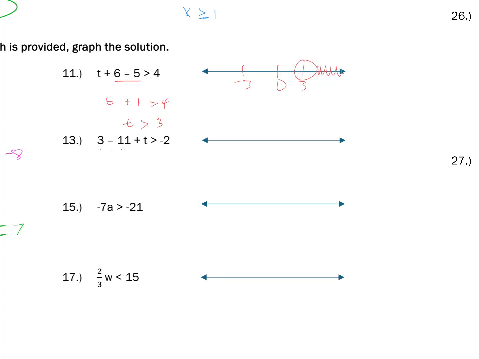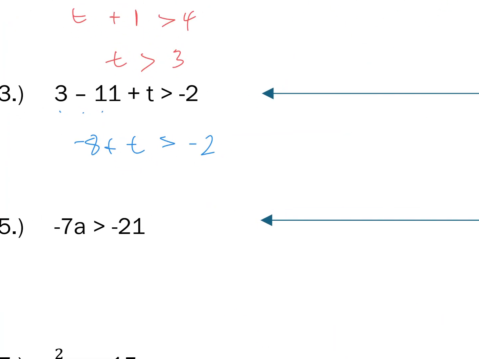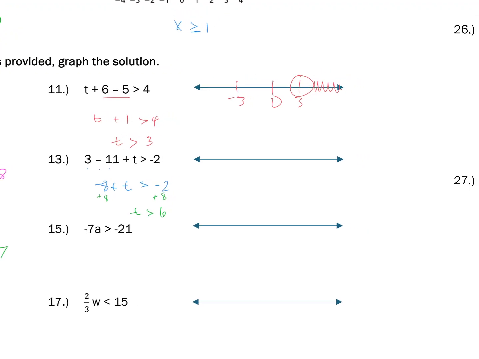A little more tiny curveballs. 3 minus 11 is -8. Ooh, I snuck in an equal to. And let me zoom in since I'm kind of writing a little small. -8 plus t is now greater than -2. I'm going to add 8, and I get t is greater than 6. 0, -6, 6, open dot, shade to the right because those are the numbers that are greater than.